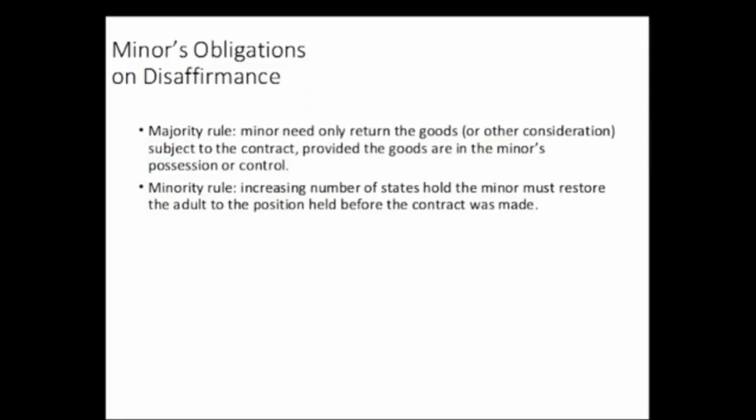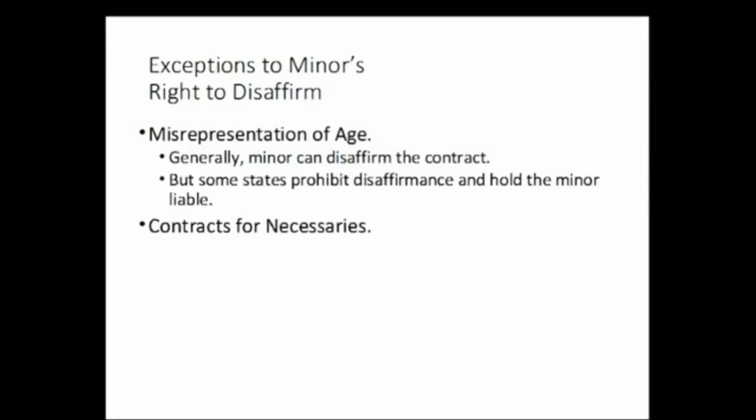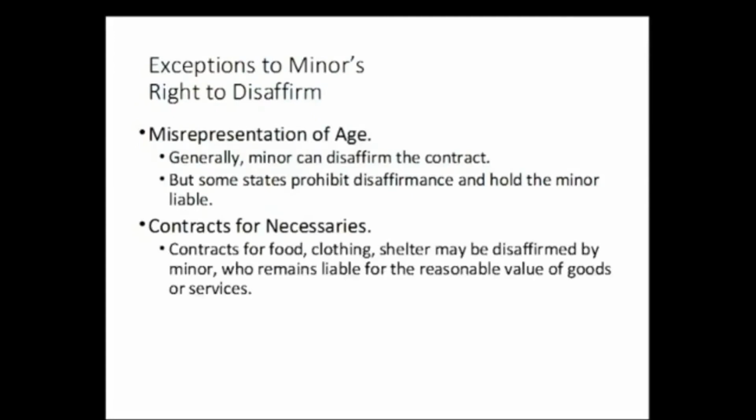A minor has obligations on disaffirmance. The majority rule is that the minor need only return the goods or other consideration subject to the contract, provided the goods are in the minor's possession or control. So in the example I just gave you of that war story, the minor had actually used all the things that had been accepted. There's an increasing number of states that hold the minor must restore the adult to the position held before the contract was made. But that is still the minority rule.